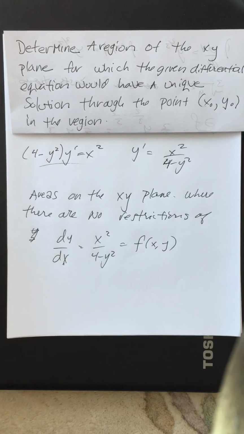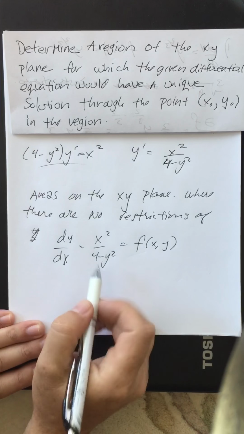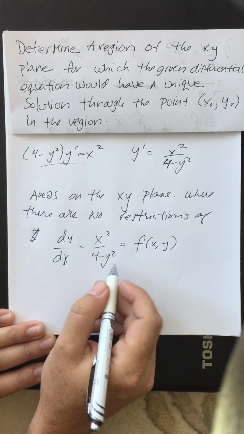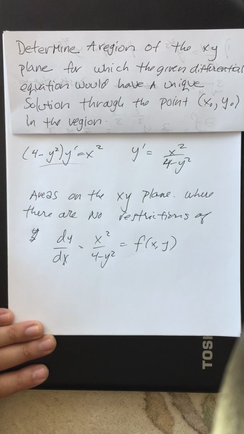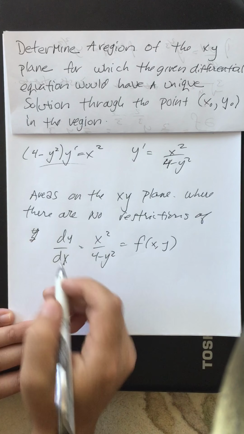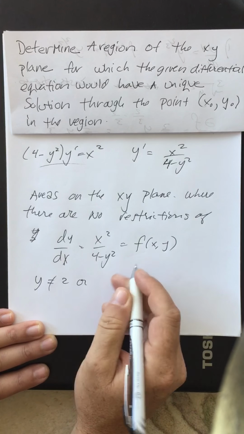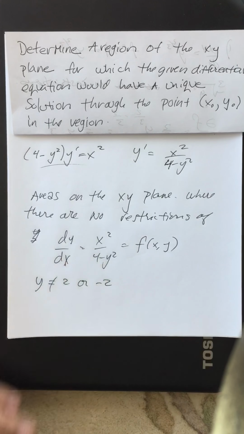So right away, can you see where there would be a restriction on y? What if y equals 2 or negative 2? That would make this a 0 in the denominator. That would be a restriction. That would be undefined. That's not allowed. So y is not equal to 2 or negative 2, right? That's what you want to do first.